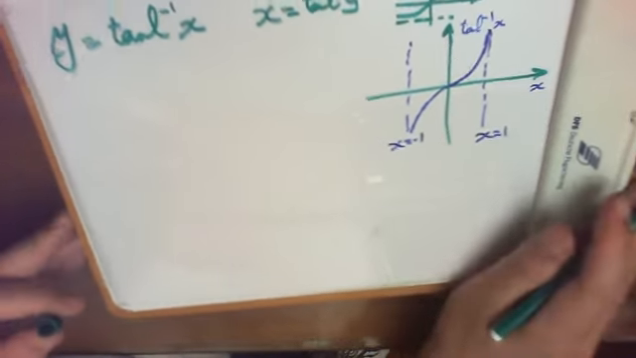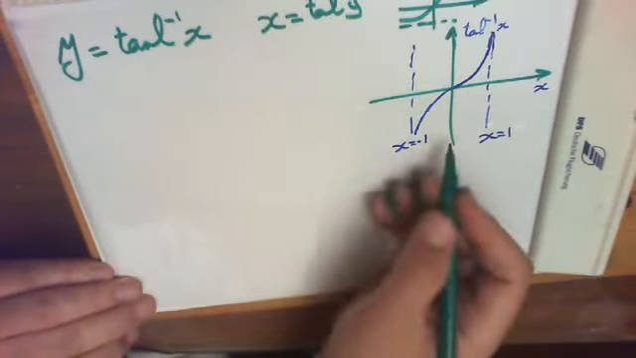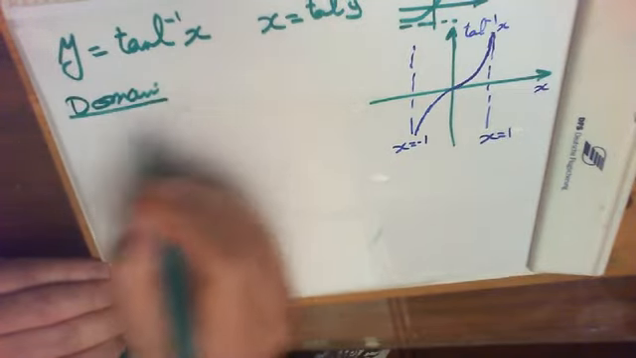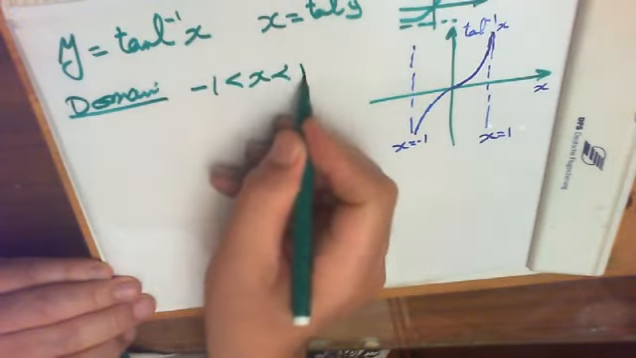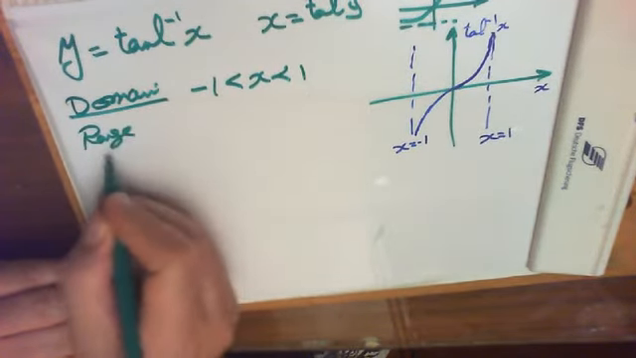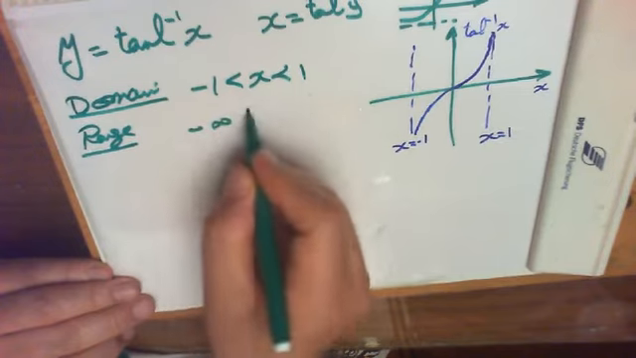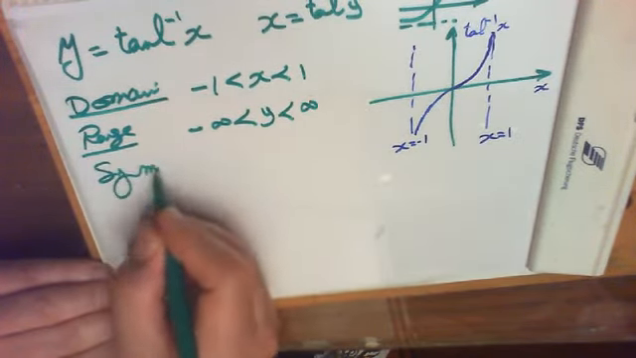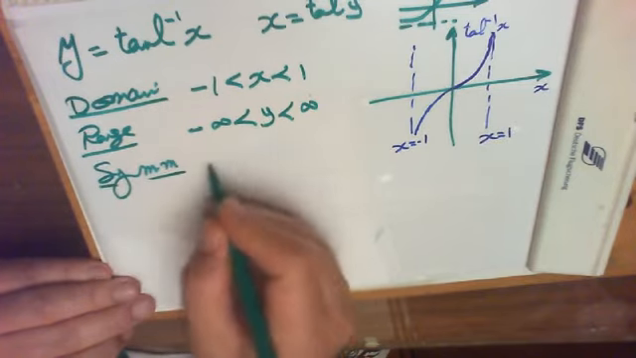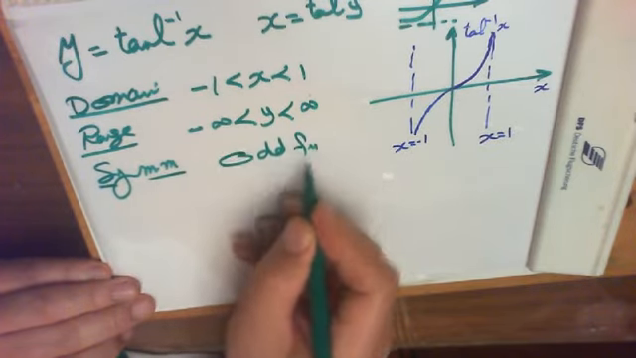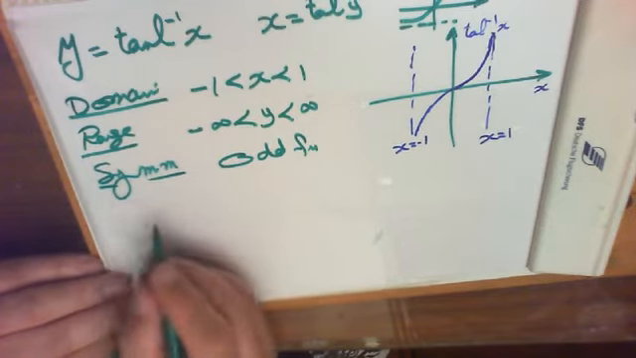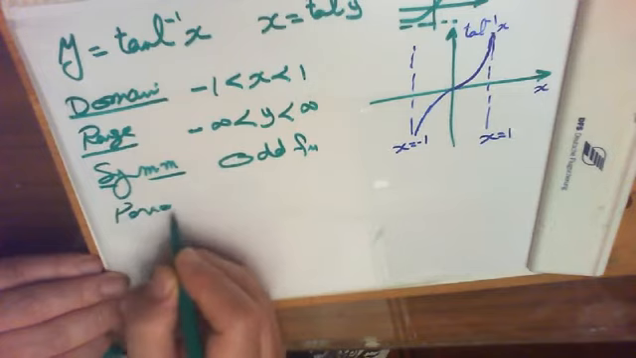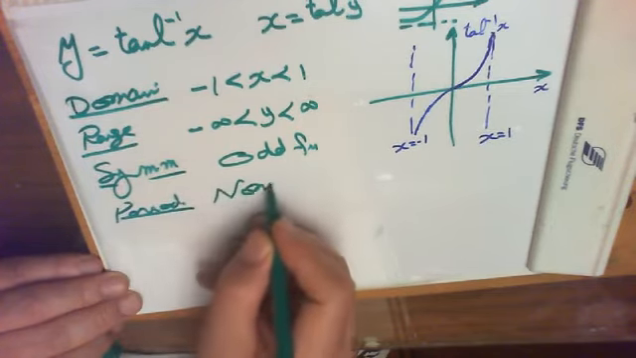As you see, domain from minus 1 to 1, minus 1 less than x less than 1, range minus infinity less than y less than infinity, symmetry, this is an odd function, periodicity none. Okay, periodicity none. What was the derivative?